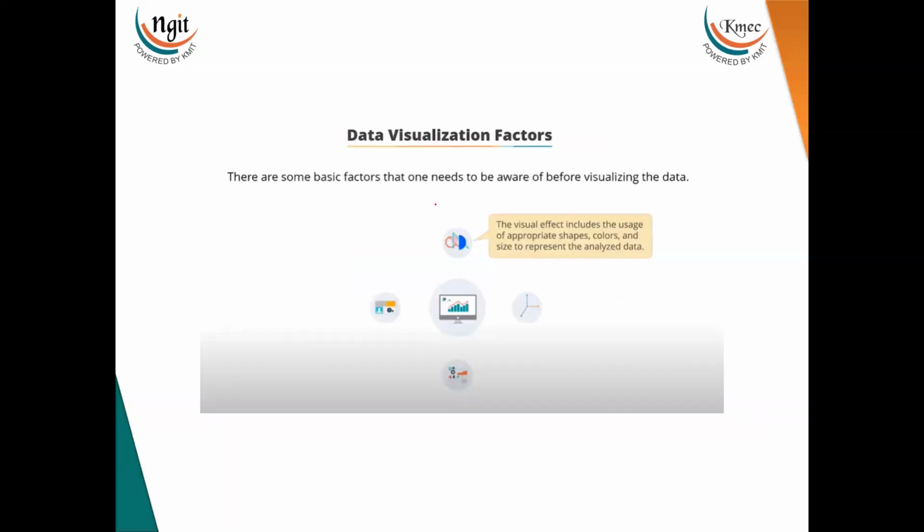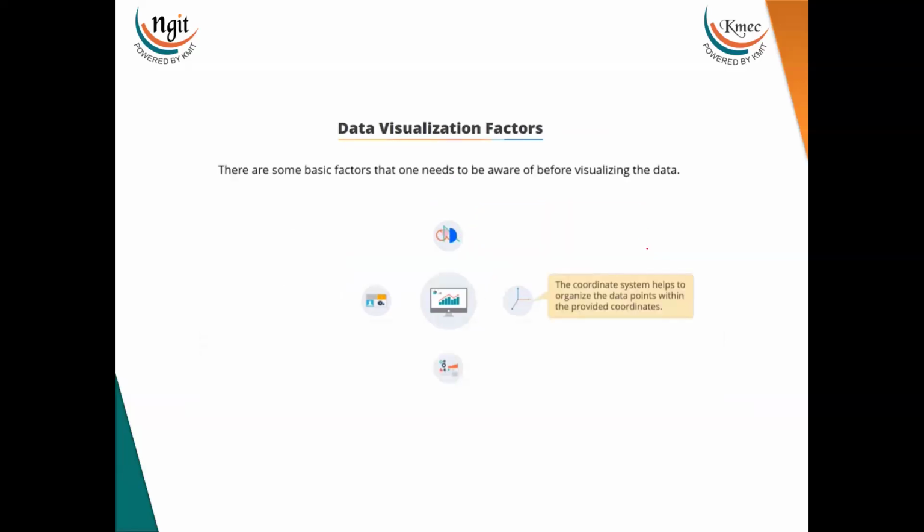Data visualization factors. There are some basic factors that one needs to be aware of before visualizing the data. So the visual effect includes the usage of appropriate shapes, colors, and size to represent the analyzed data. So for different products or different regions, if you take the previous example, we can use different visual effects like different shapes, colors, and sizes for that particular data.